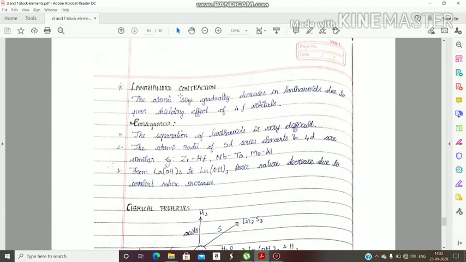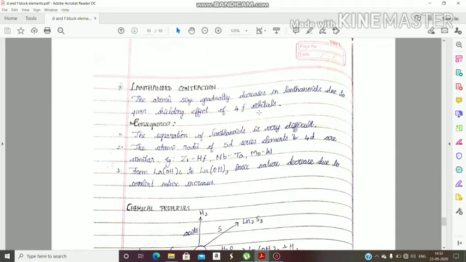This is the next topic, that is lanthanide contraction. Contraction means less. That means what? Size becomes less in case of what? Lanthanides. That is why it is called lanthanide contraction. So the definition for that is the atomic size gradually decreases in lanthanides due to poor shielding effect or poor screening effect of 4f orbitals.